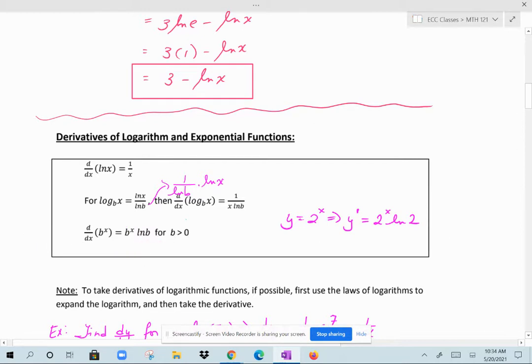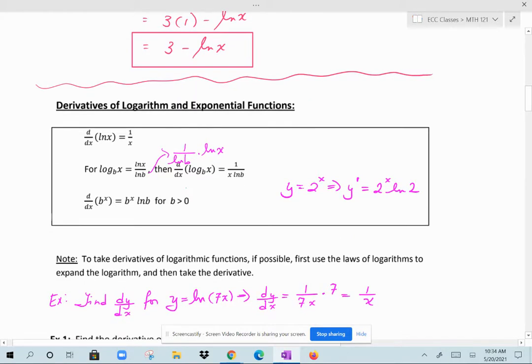Okay, so if possible, you want to first use the laws of logarithms to expand the logarithm and then take the derivative. But that's not always a requirement. Sometimes that doesn't make any sense at all. It's not something you'd be able to expand, or it's just as simple without expanding.